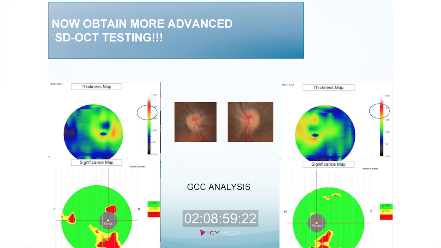Now we get more advanced testing. We go ahead and we do our GCC analysis. And if you recall, the patient that I presented way at the beginning of the presentation, the GCC wasn't affected. It was a unilateral disc edema, and the GCC was normal. In this particular patient, the GCC is not normal. You can see that the green donut is kind of present, but there's areas there of elevation, areas of abnormality on the thickness map. And you can see there's areas of abnormality on the significance map.